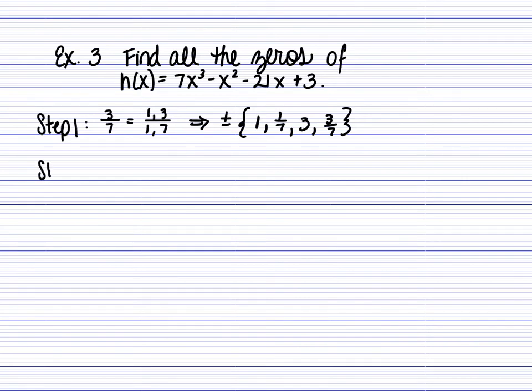Step 2, find a number that works. I like to start with my integers. So I think the first thing I'm going to test is probably 1 and negative 1. When I plug in 1, I get negative 12. So that one clearly does not work. When I use negative 1, I'm getting 16.